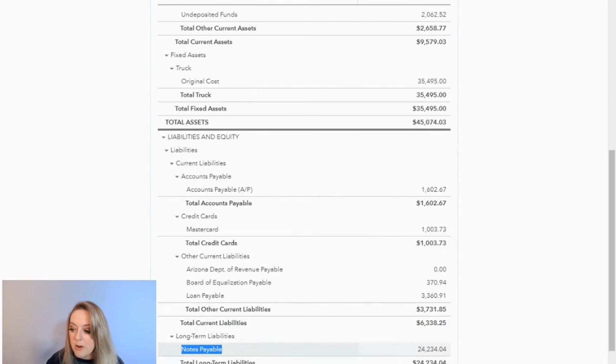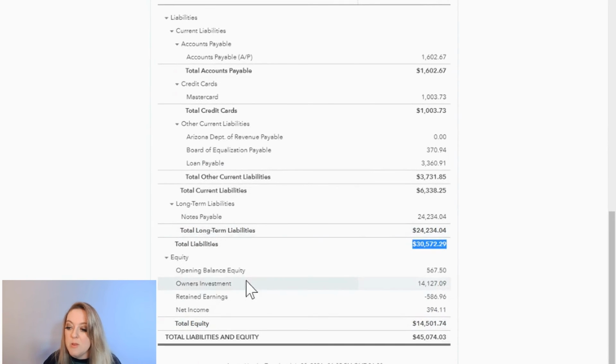So you've got your total liabilities. Total liabilities is $31,000. Total assets is not equal to total liabilities. These two numbers don't balance yet. So that means we've got some equity down here. And you'll see that we've got opening balance equity. I have a video on that. If you haven't watched it, take a look.